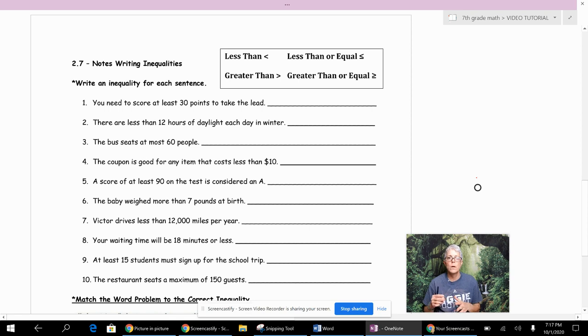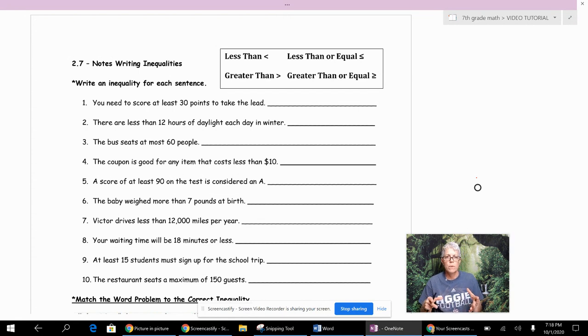Hey guys, today we're going to learn how to write inequalities from word problems. Yesterday we learned how to solve and graph inequalities. Today we're going to learn how to write them. I'm going to try to make this pretty easy and go pretty quick and show you exactly what you need to pay attention to.